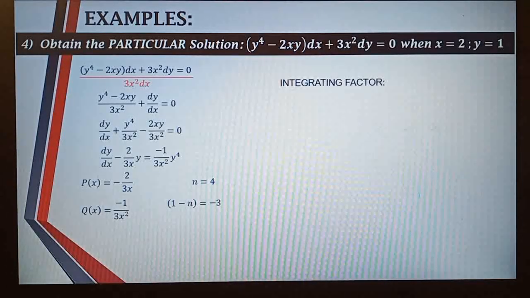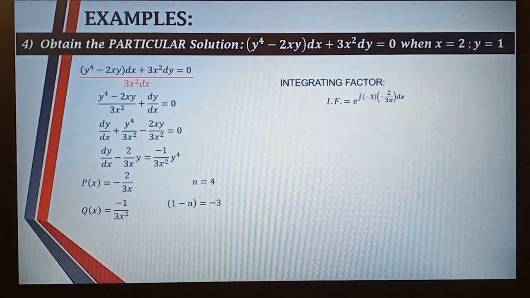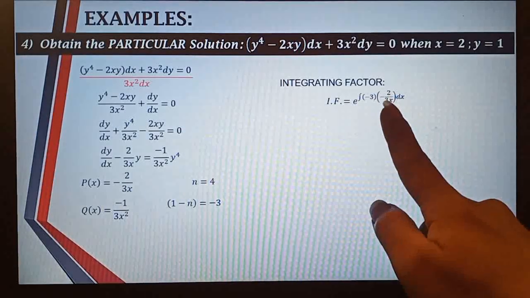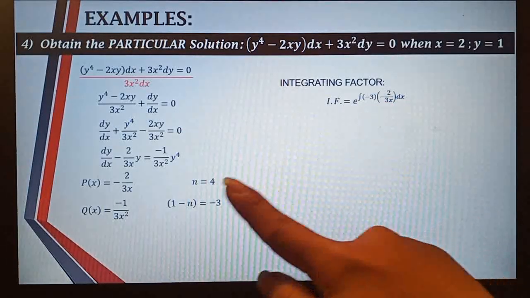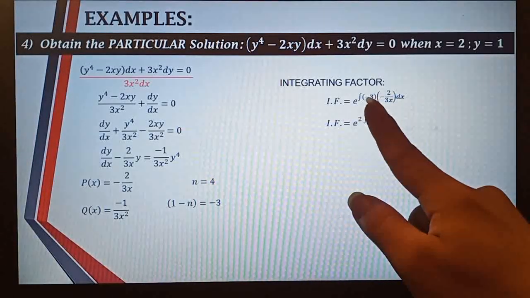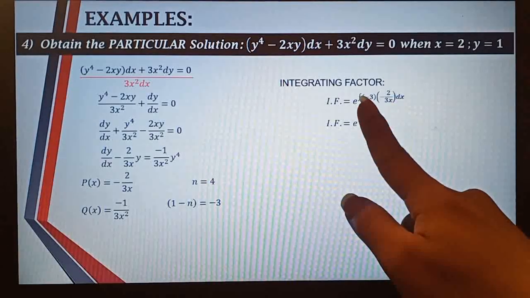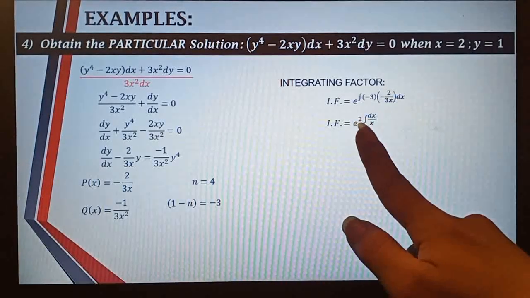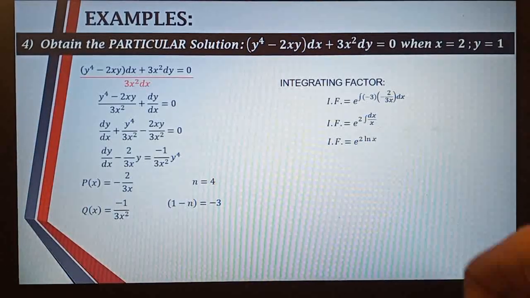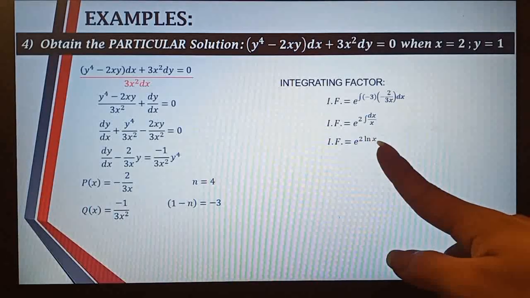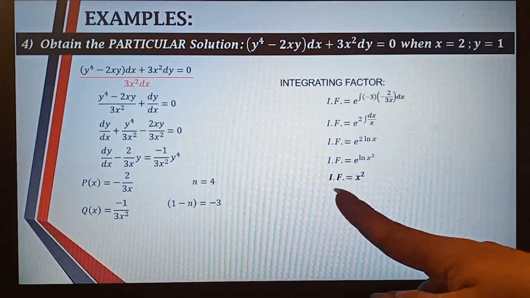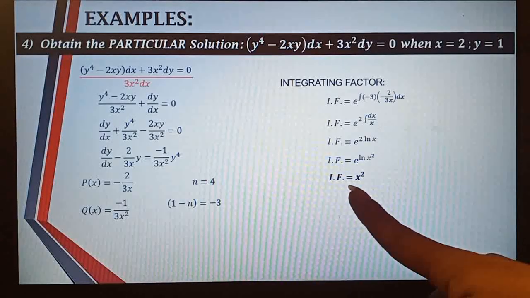Now solving for the integrating factor, you will now have e raised to the integral of negative 3, which is 1 minus n, then your negative 2 over 3x, which is your p of x multiplied to dx. Then you will now have to cancel 3, then the negative is positive, so ang matitira is 2. Then the integral of dx over x, you will now have e raised to 2 ln of x, then your 2 can be an exponent of your x. So you will now have e raised to ln of x squared. So your integrating factor is x squared.